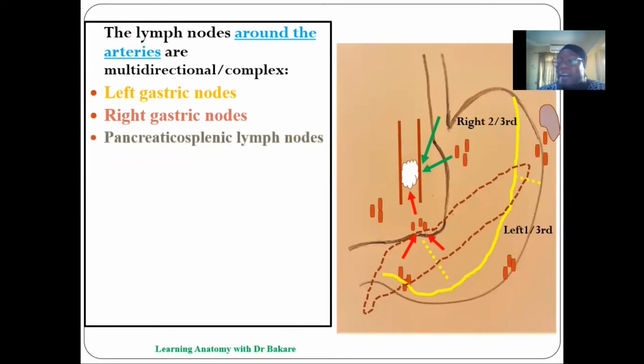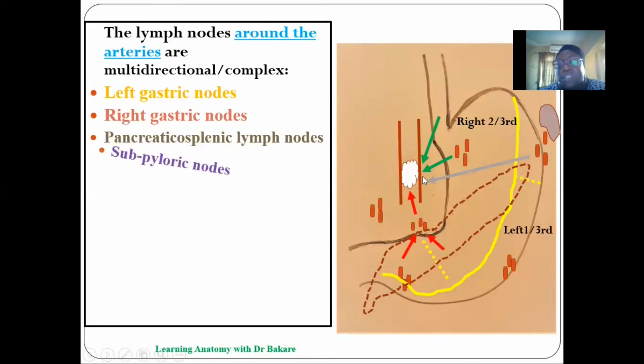The next lymph node is the pancreaticosplenic lymph node. We already said that it's located between the pancreas and also the spleen. Looking at the position where this lymph node is located, we already should know that it will drain the upper part of the greater curvature, and that is where it drains, and it is emptied directly into the celiac lymph nodes. You can see the direction by which they are draining.